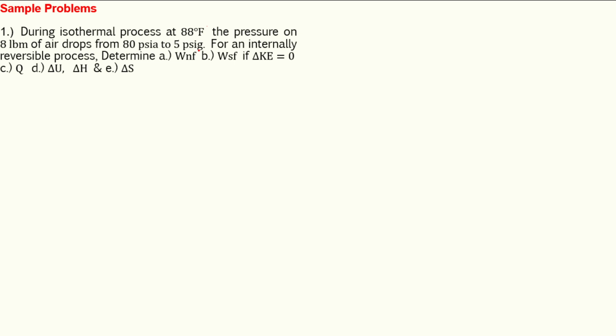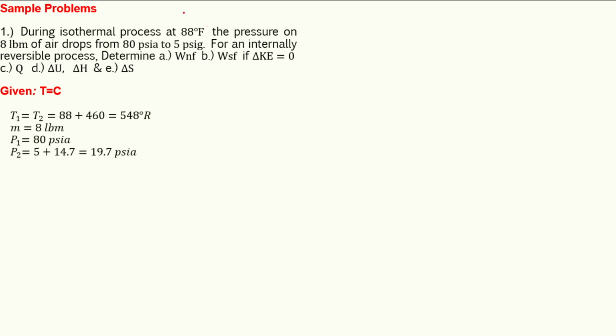Now, let's get the givens first. So, our given is temperature is constant. We have T1, which is the initial temperature, also equal to T2, because the temperature is constant. So, 88 degrees Fahrenheit plus 460, because we will make it an absolute value. So, 88 plus 460 is equal to 548 degrees Rankine. Now, for the mass, it is 8 pound mass. For the initial pressure, it is 80 psia. And for the final pressure, or P2, it is equal to 5 psi gauge. So, to make it absolute, we just add the atmospheric pressure, which is equal to 14.7 psi. So, 5 plus 14.7 is equal to 19.7 psi absolute.